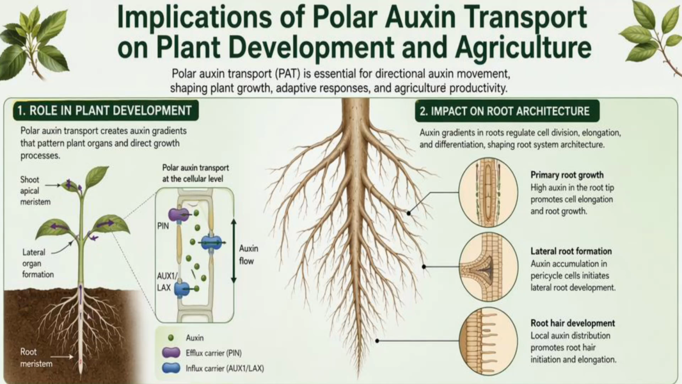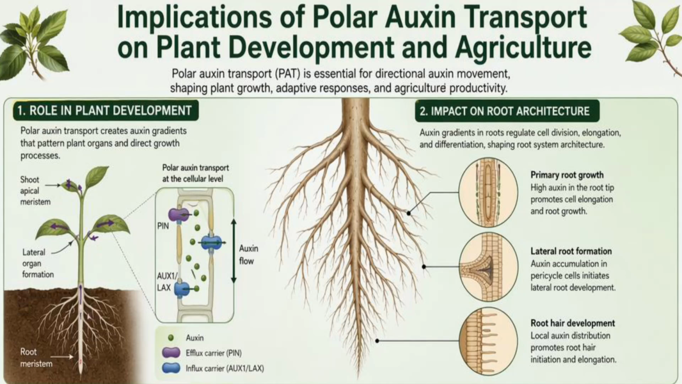Now look at Section 2, Impact on Root Architecture. The root system on the right is annotated with three key processes. Primary root growth. The root tip's auxin maximum promotes cell elongation in the elongation zone, physically pushing the root tip deeper into the soil. High auxin drives this forward motion.